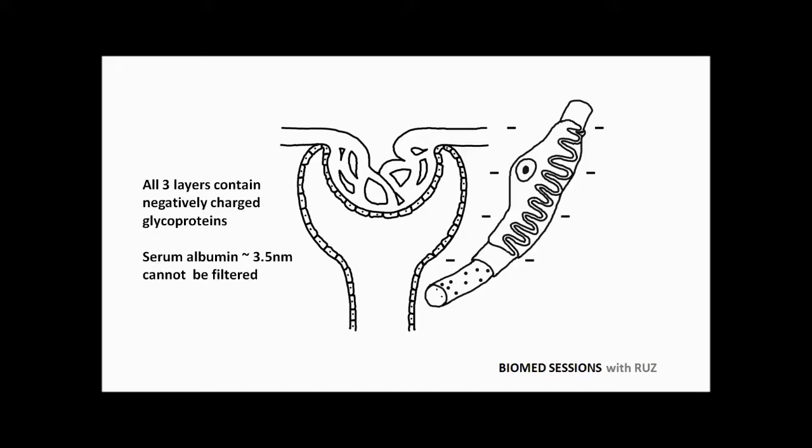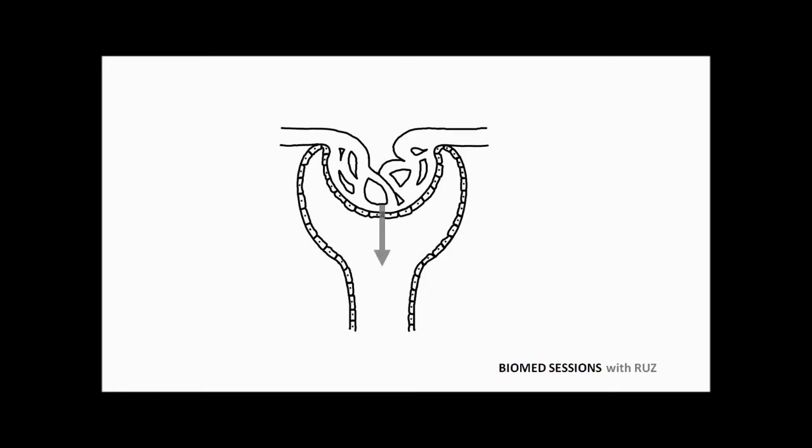One thing to note is that the ultrafiltration barrier is charge selective. As all 3 layers contain negatively charged glycoproteins, it is difficult for negative molecules to pass through. Hence, serum albumin is not filtered, despite being in the size range. Ultrafiltration of blood to form glomerular filtrate depends on a balance between the forces that favour filtration and those that oppose it.